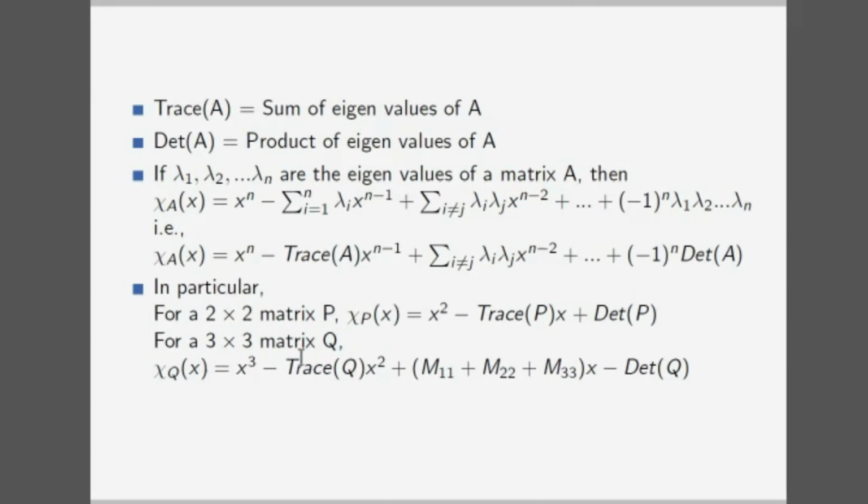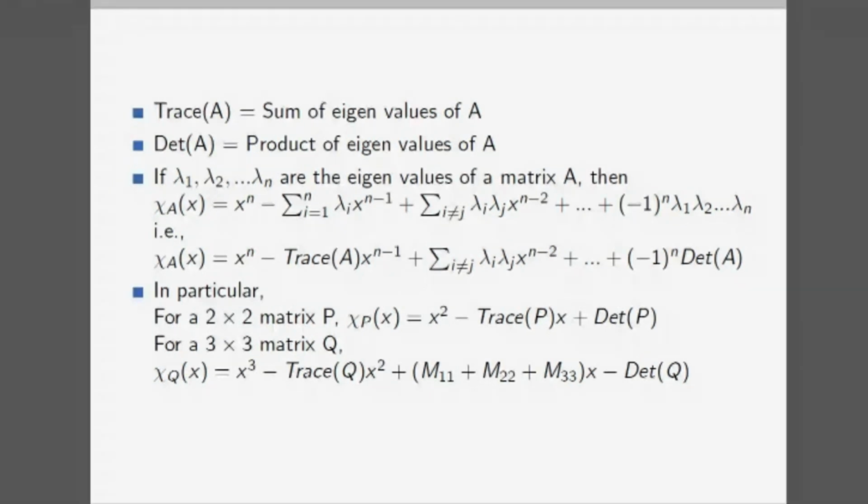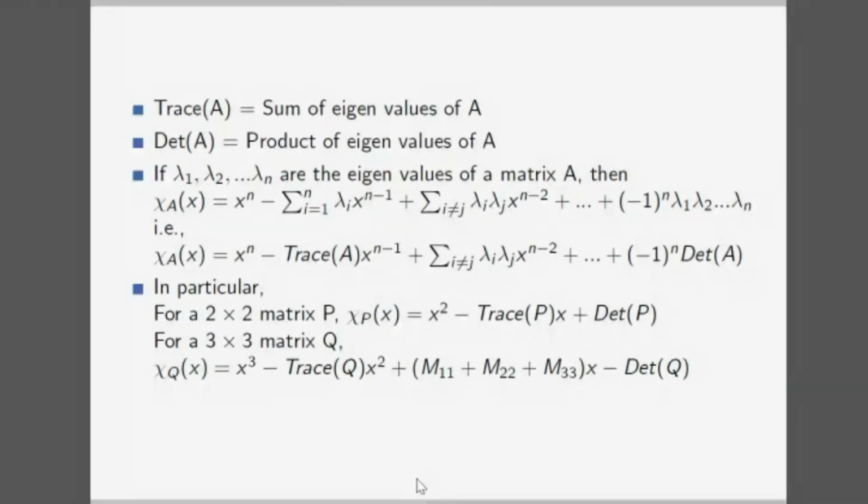Now, these are a few points that we'll be using for doing problems hereafter. First, the trace of a matrix. What is the trace of a matrix? Sum of the diagonal elements. Every square matrix definitely has a diagonal, so the sum of those diagonal elements is called the trace of A.